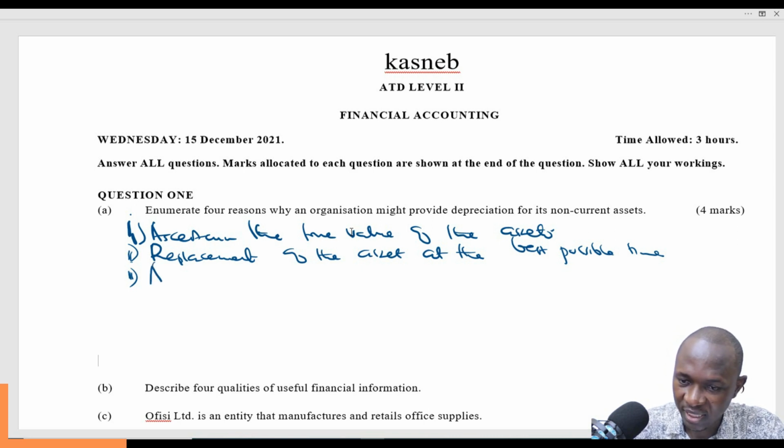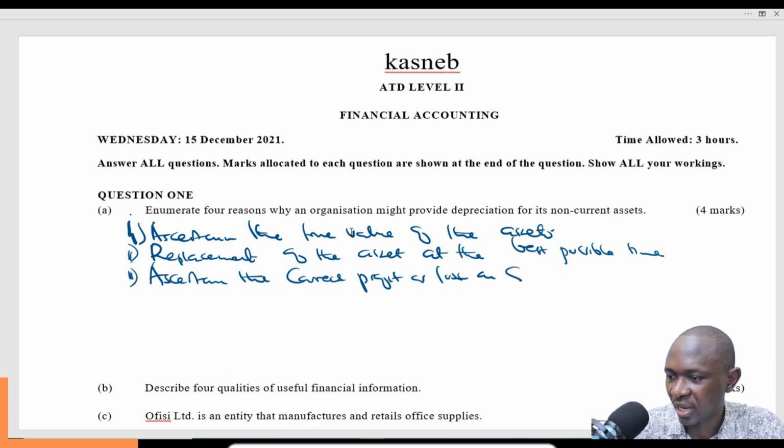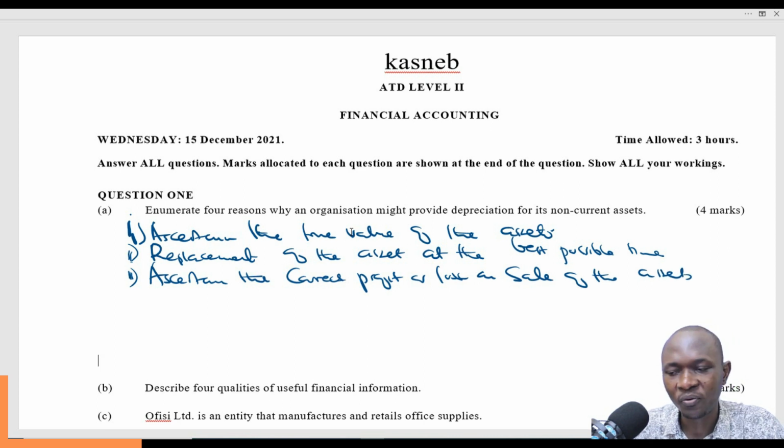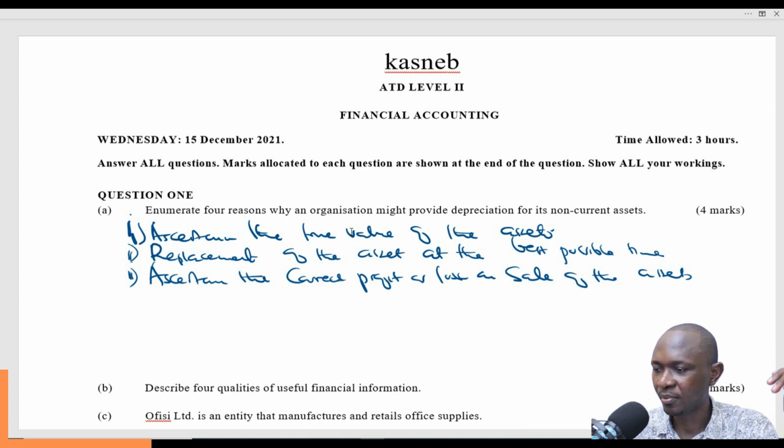It's also used to ascertain the correct profit or loss during the sale of the assets. Normally, we take the value of the asset, the historical cost of the asset, and that will be on the debit side. And then we have the accumulated depreciation. I think we can just show it here.